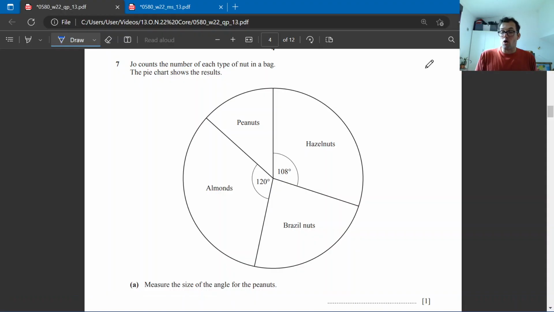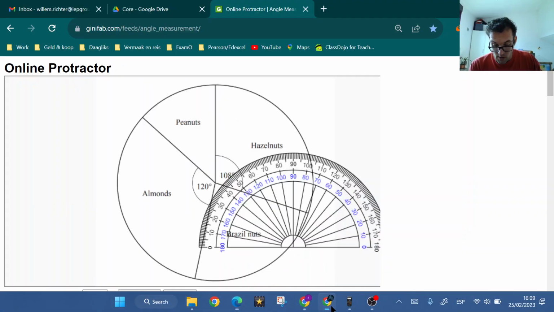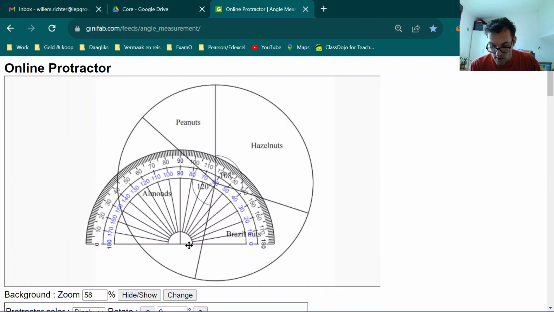Question 7, Joe. It's counting nuts in a bag. It's a bit nutty, right? The pie chart shows the results. Measure the size of the angle for the peanuts. So you're going to need your protractor for this. I'm going to use an online one here to help us. You get your protractor out.